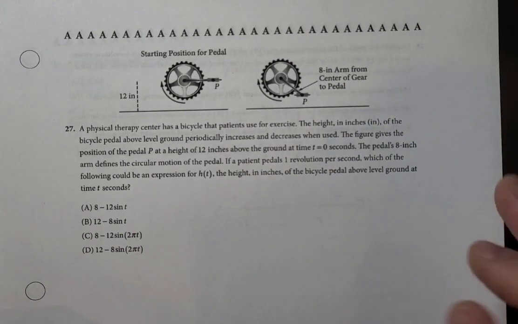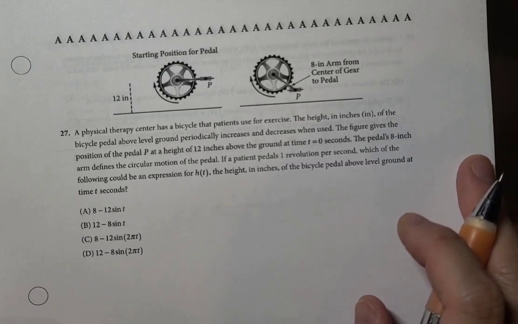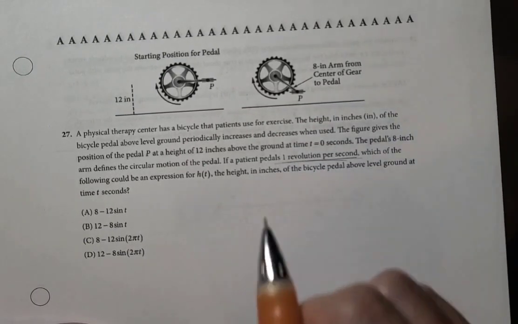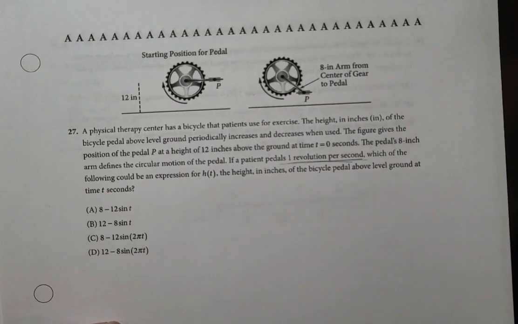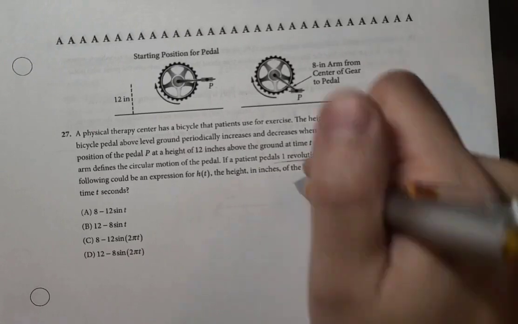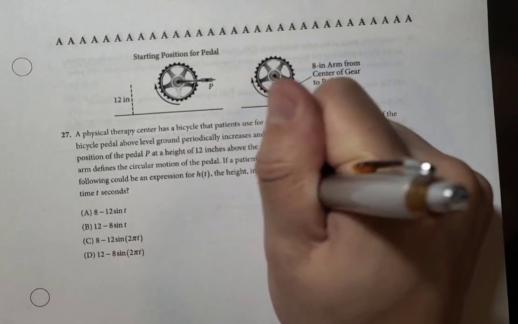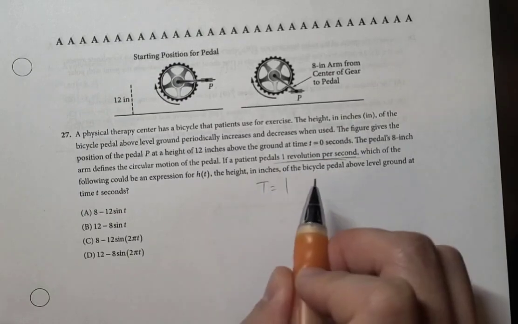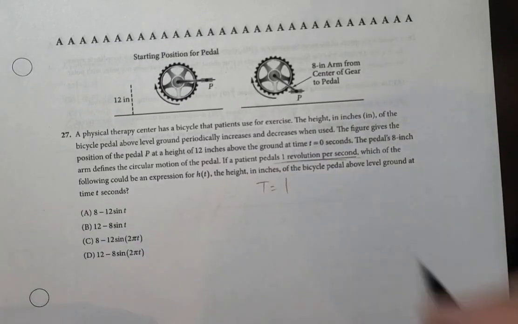So let's pick out the key points. 1 revolution per second, that should signal the period of the sinusoid. So the period, if we call it capital T, is 1, because after 1 second, you're back to the same position. So that's the period. Okay?